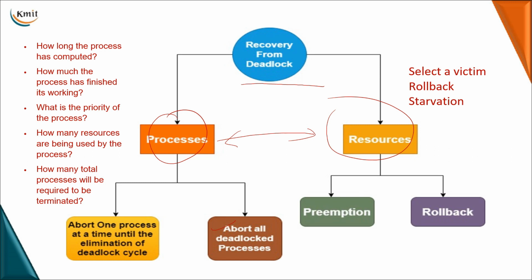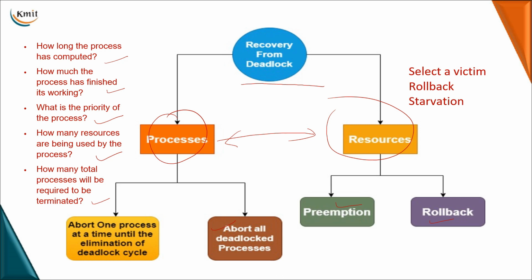And when you are going for the resources, you either take away all the resources, preempt the resources, or you roll back to a situation where you were in the safe state. So when I go for a process, in order to abort a particular process, you have to take all these things into consideration. How long the process has computed and how much of the work it has finished. What is the priority of that process? When I am aborting a process, how many resources are held by that process? And how many total processes are required. All these factors are to be considered when you want to abort a particular process or all the processes in order to recover from the deadlock.